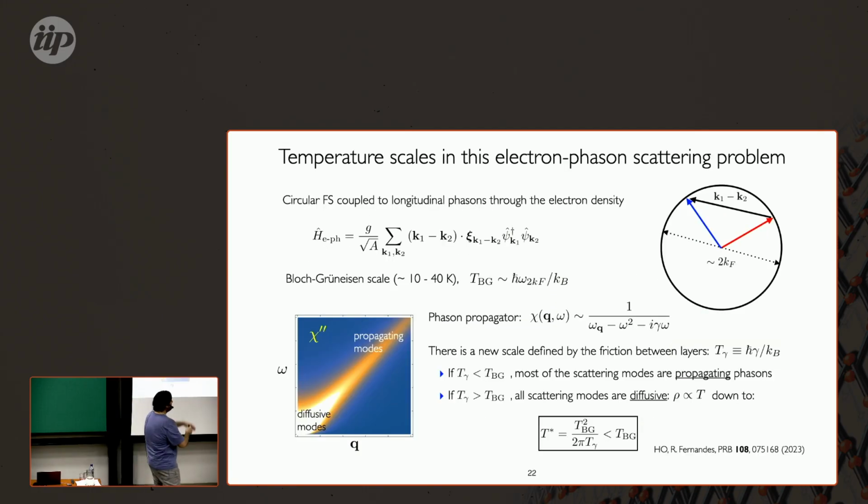Now, let me discuss this very briefly, and then I will move on to superconductivity, and then I will finish. So imagine I simplify the model. So now I have just a circular Fermi surface coupled to longitudinal phason fluctuations through electron density, right? Through gradients of this field. So this is like a deformation potential coupling. So the coupling is just like the one that you would expect for an acoustic phonon. Okay? And of course we have this temperature scale, the Bloch-Grüneisen scale, defined by the maximum momentum transfer across the Fermi surface. So above this scale we expect linear in temperature resistivity because of equipartition.